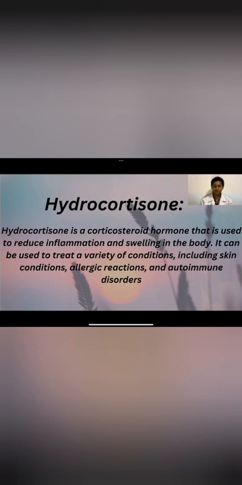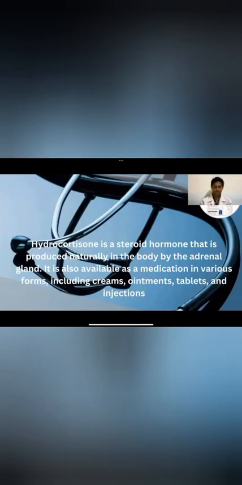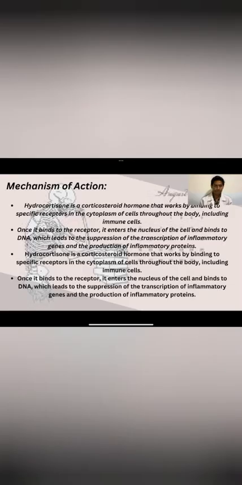So now, what is hydrocortisone? Hydrocortisone is a corticosteroid hormone that is used to reduce inflammation and swelling in the body. It can be used to treat a variety of conditions including skin conditions, allergic reactions, and autoimmune disorders. So hydrocortisone is a steroid hormone that is produced naturally in the body by the adrenal gland. It is also available as a medication in various forms, including creams, ointments, tablets, and injections.